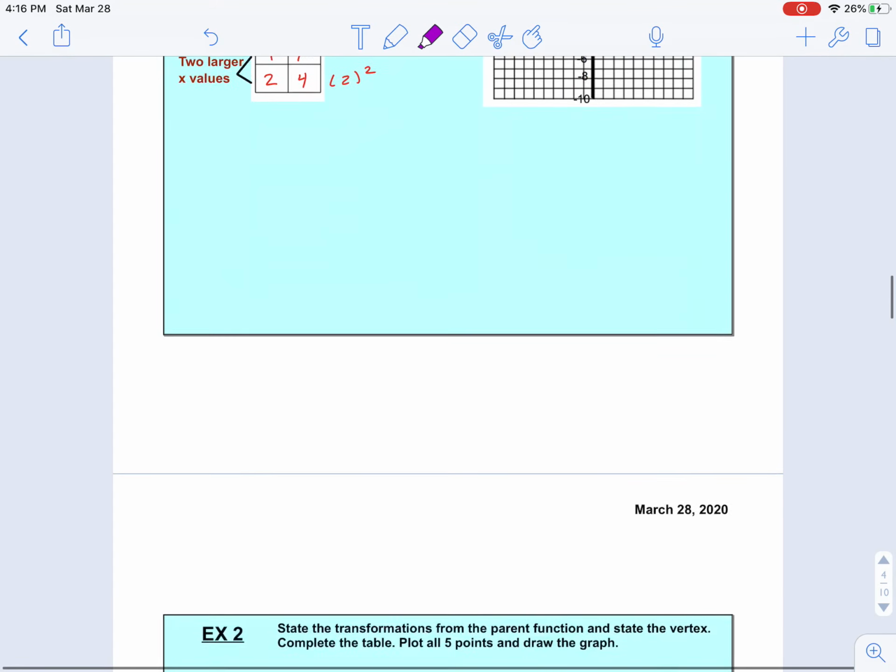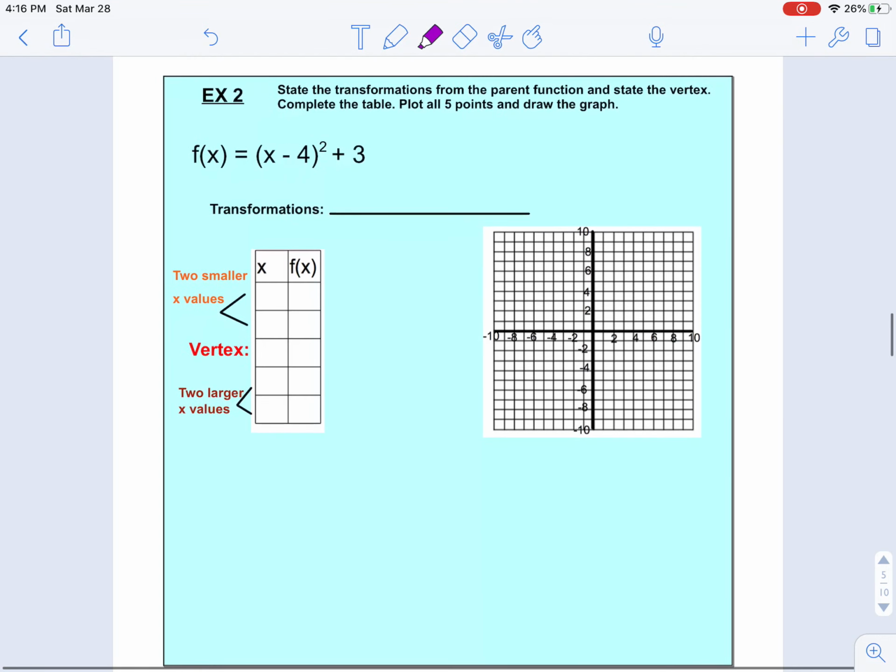Okay? All right. So that was our nice easy one. We did it yesterday. Went through it kind of quickly. But let's try something a little bit different. Okay. So here's what we've got. Transformations. This is our left-right number. This means we are going right 4. This is our up-down number. This means up 3.